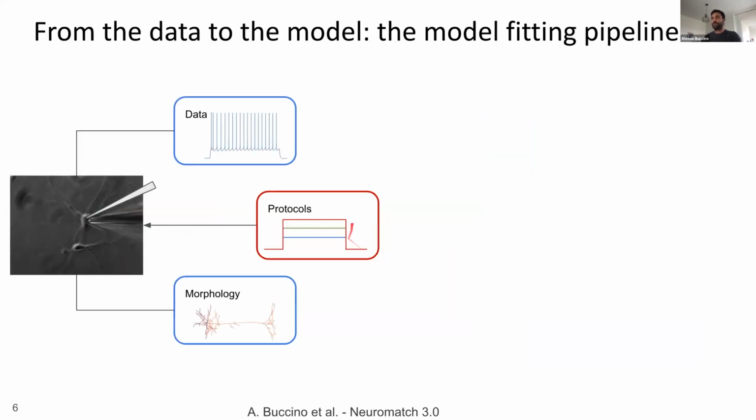I would now like to review the usual pipeline that is used to automatically build these kinds of models. We start from the neuron, and as I said before, we have our patch pipette and we extract some data in response to some protocols. Usually step protocols of different amplitudes are used. Then from the same neuron after the experiment, we can finally reconstruct the 3D morphology.